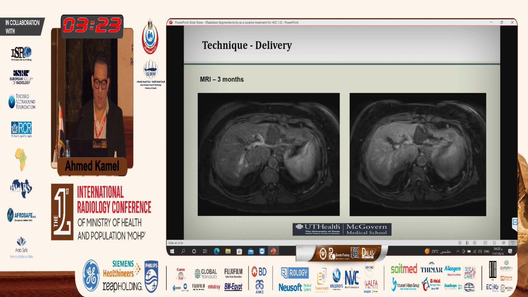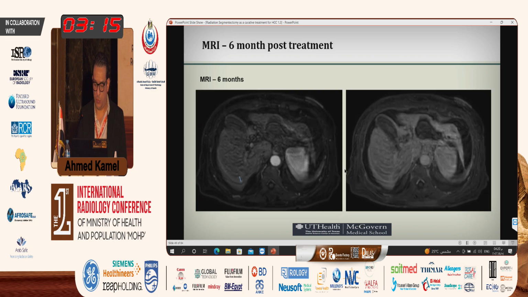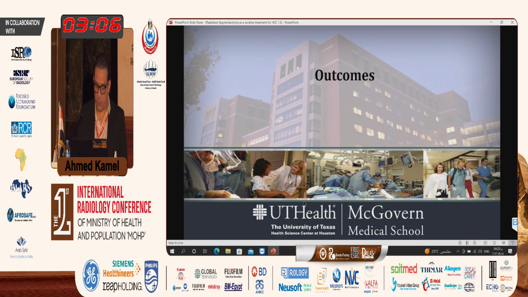And here is the follow-up after 3 months. You can see that here, this is the tumor, and part of the liver here is also destroyed, but that part of the liver is still alive, and you can see it here also on the portovenous phase. This is after 6 months, complete necrosis of the lesion, as you can see over here. The rest of the liver here is still alive or perfused.